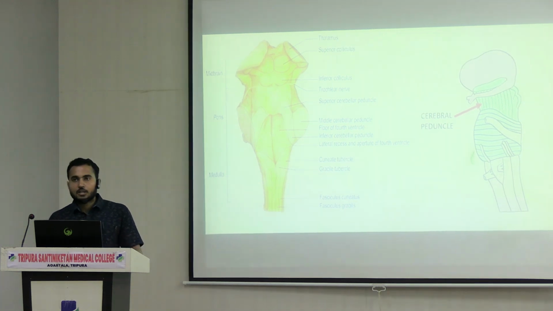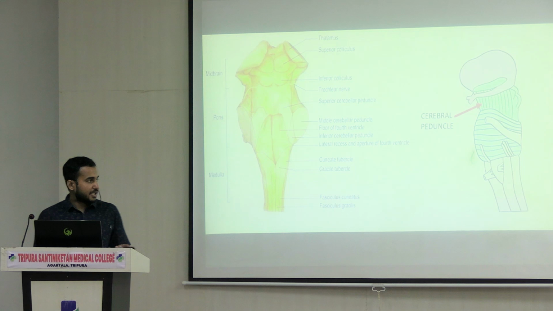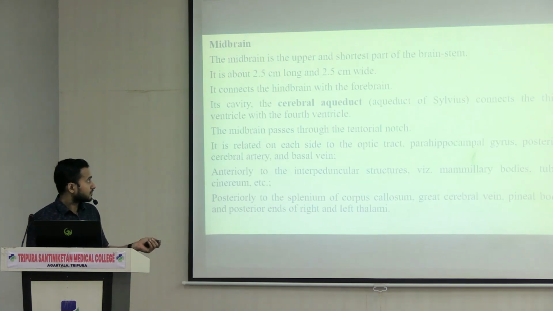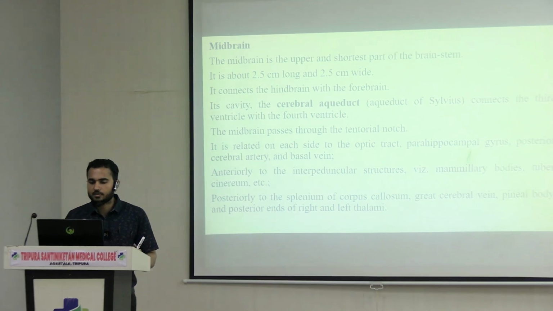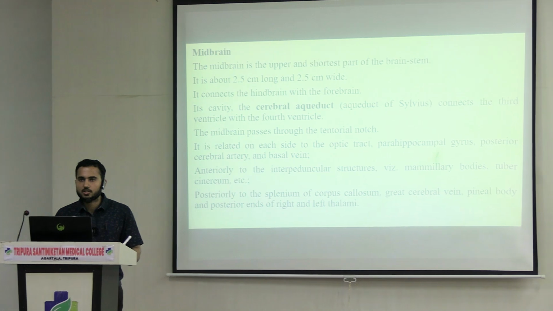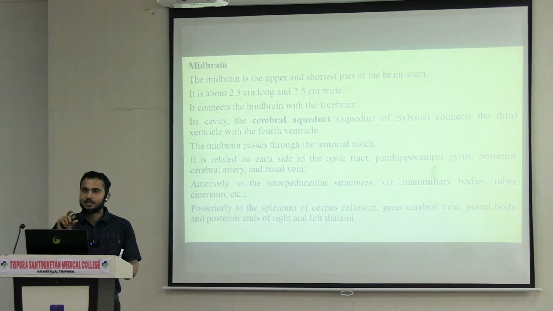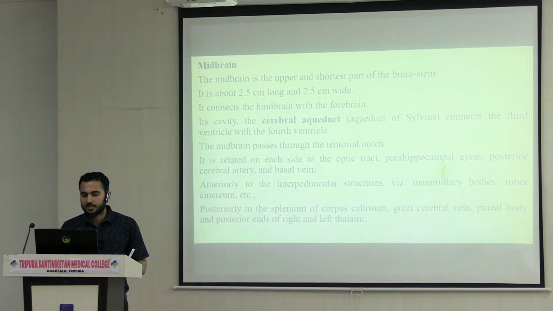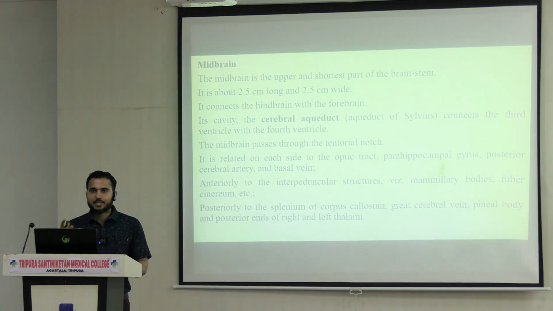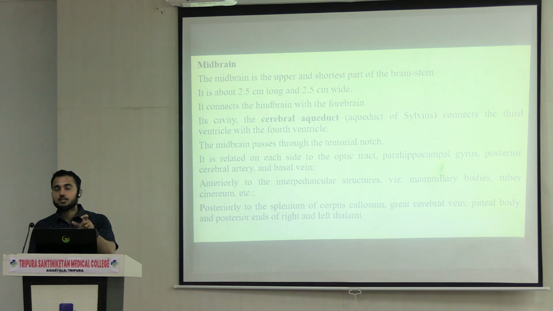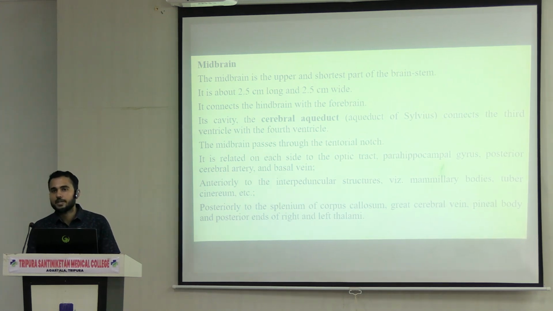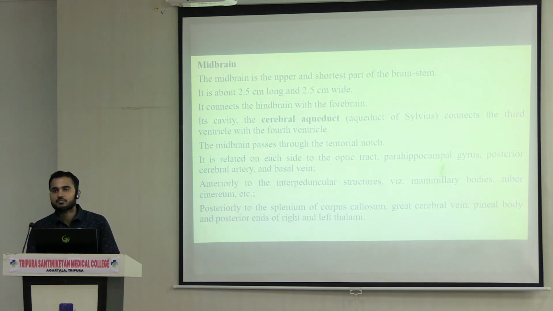Lastly is the midbrain. The midbrain is the upper and the shortest, or you can say smallest, part of the brainstem. In dimension, it is 2.5 centimeter in length and 2.5 centimeter in width. It connects the hindbrain and the forebrain. The cavity of the midbrain is the aqueduct of Sylvius.